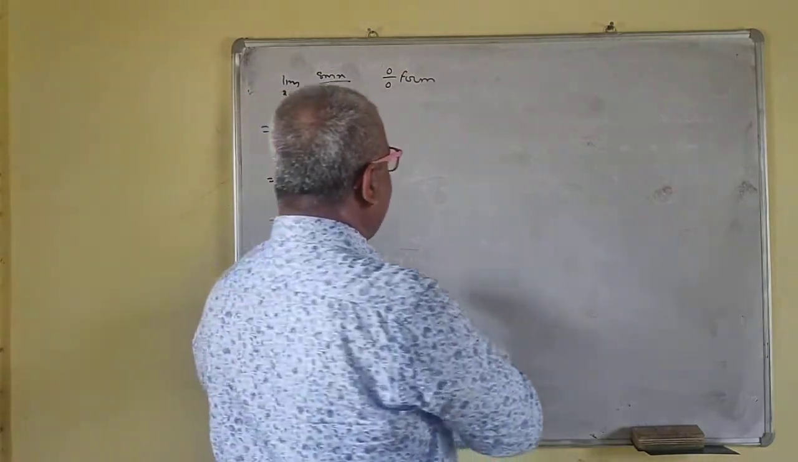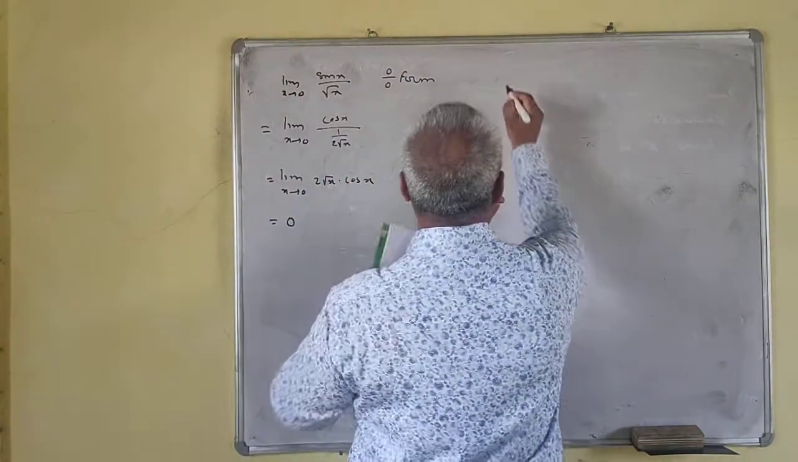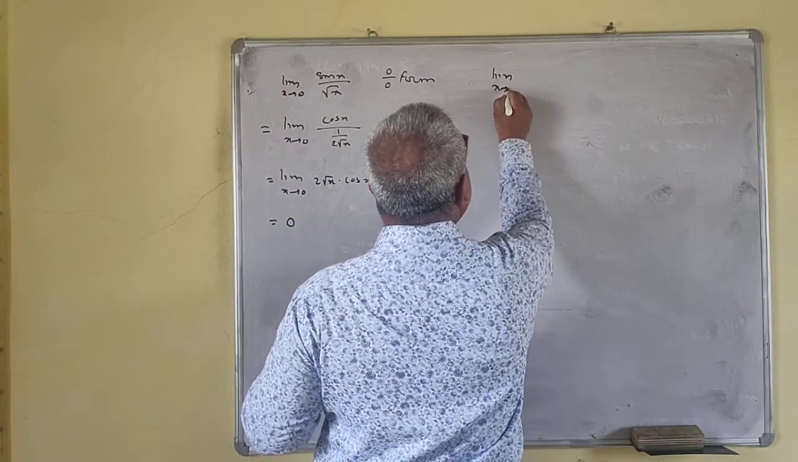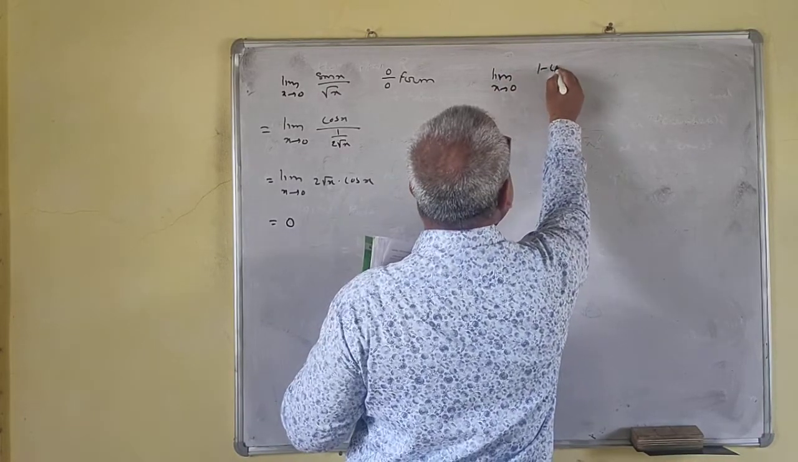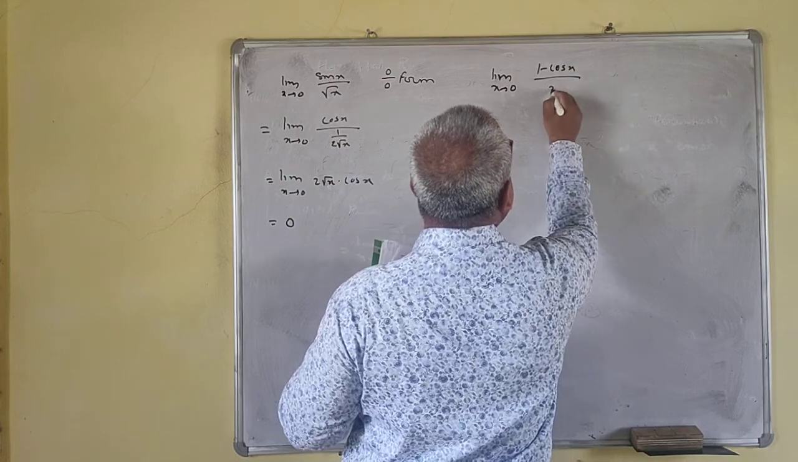Now see this one. Suppose you have to evaluate the limit as x tends to 0 of (1 minus cos x) upon x square.